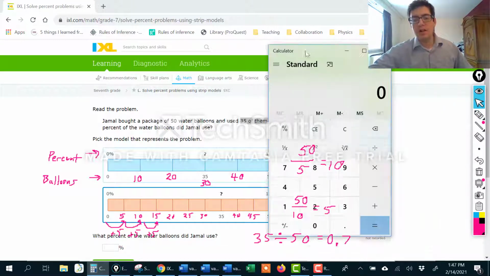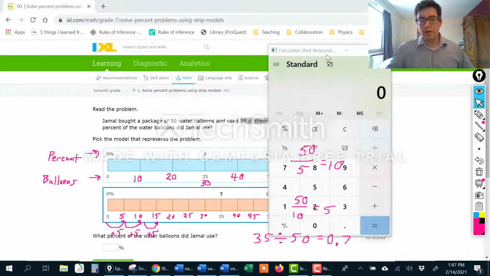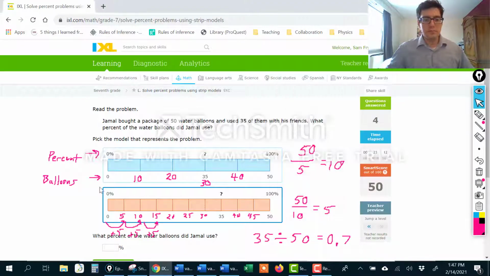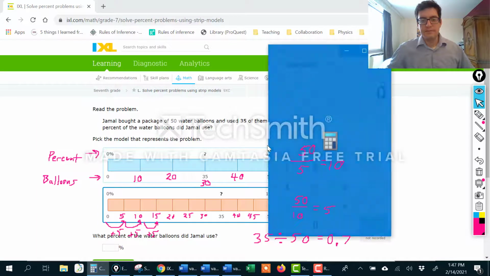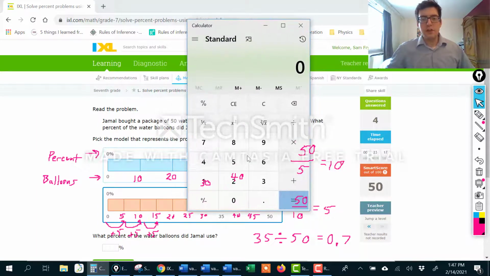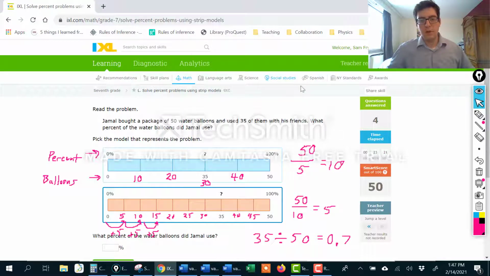Make sure that in your calculator you're typing in the part first. If I were to do, what's going on here? Not responding. Give me a second. If we were to try to do the, really? Okay, never mind. Anyway, just remember to put the part first in your calculator.